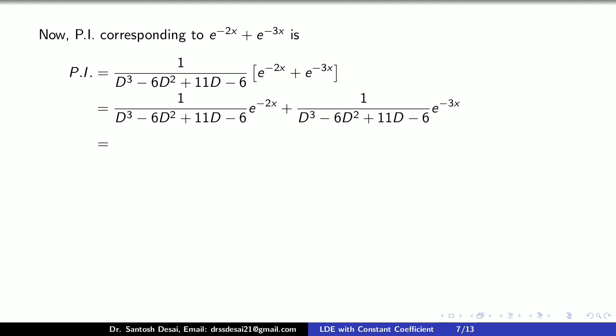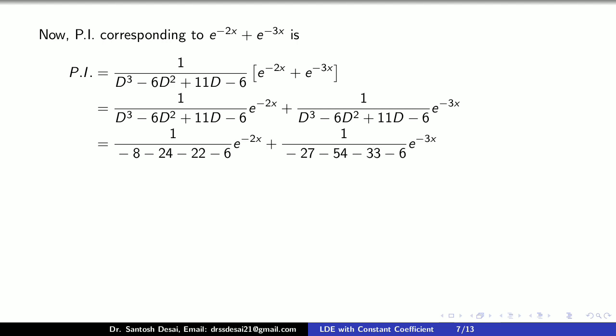Now we put d is equal to minus 2. So we get the first term is minus 8, then minus 24, minus 22, minus 6 into e raised to minus 2x. In the second term, put d is equal to minus 3. So we get plus 1 upon, the first term is minus 27, then d square, that is plus 9. So here we get minus 54, then minus 33 and minus 6 into e raised to minus 3x. Now simplifying the first term, the denominator we will get minus 60.